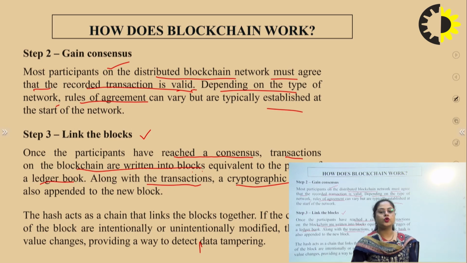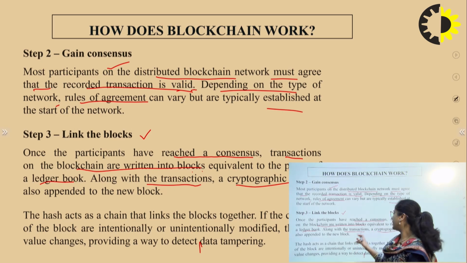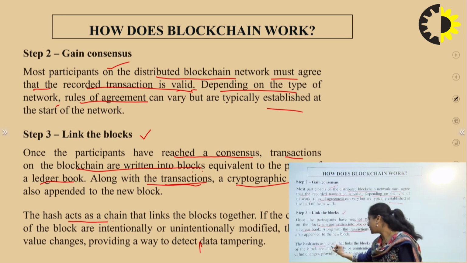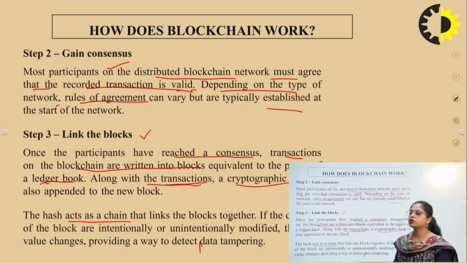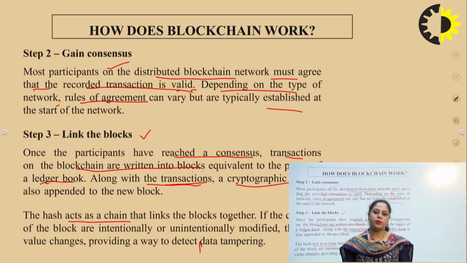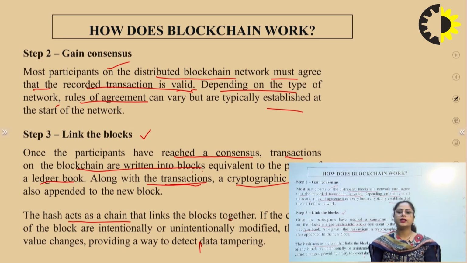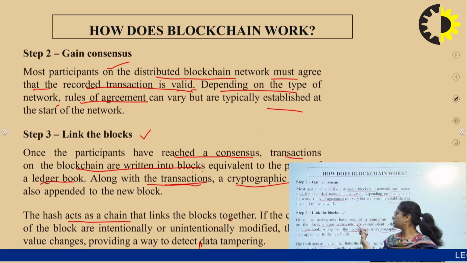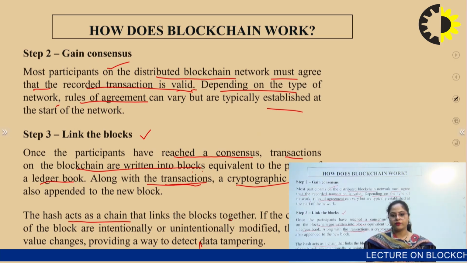The hash value is used for the uniqueness of the block, and that hash value is attached with the transactions in the block. The hash acts as a chain that links the blocks together. When we add blocks to another block, every block has a hash value. The next block stores the previous block's hash value, so that the linking is done. One block is linked to another block with the help of the hash value, which contains the hash value of the previous block.